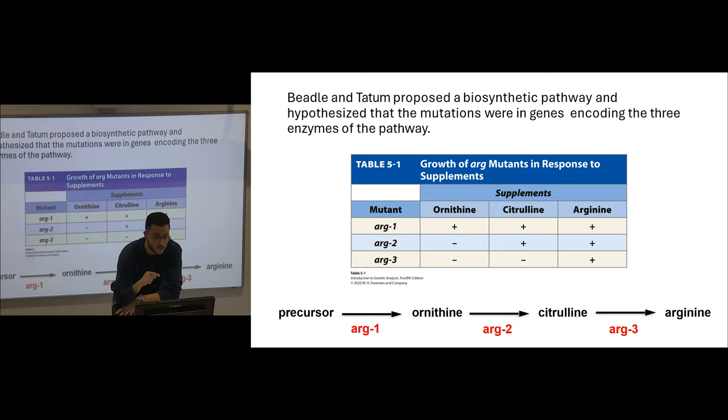Does that make sense? So in this case, when you put ornithine here, obviously it will grow because it can make citrulline and arginine. But here, if you put citrulline and arginine, it will grow because it can produce the others. And then I see this, okay? Thanks for catching that. So the plus does not mean you put the supplement. It means that they grow under those conditions.